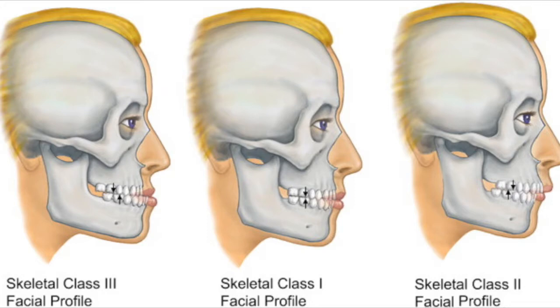So while we might not actually be able to make the skeletal and the incisal and the molar relationship all class 1, we might be able to improve the bite, improve the appearance of the teeth while still accepting the skeletal pattern or classification not being class 1.